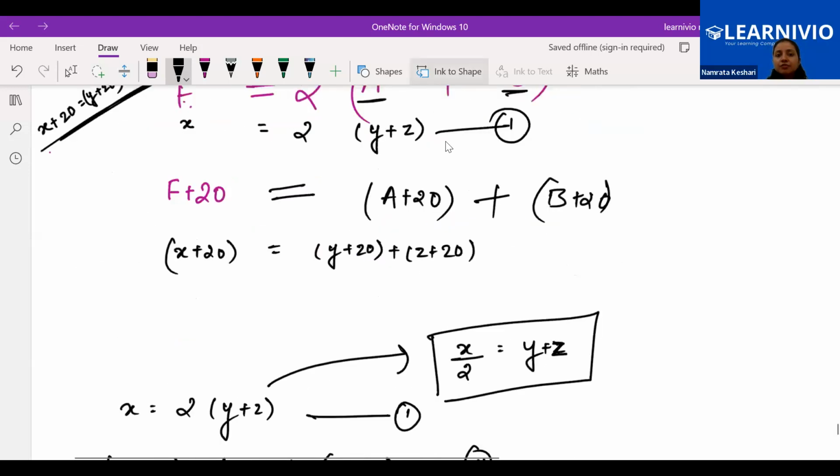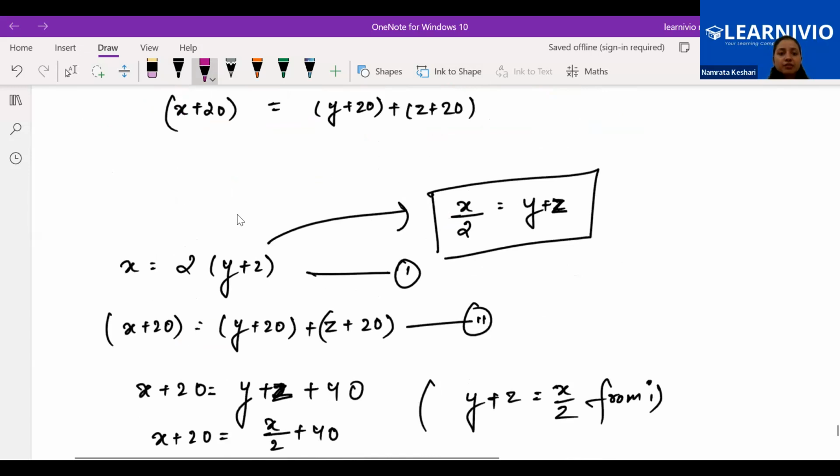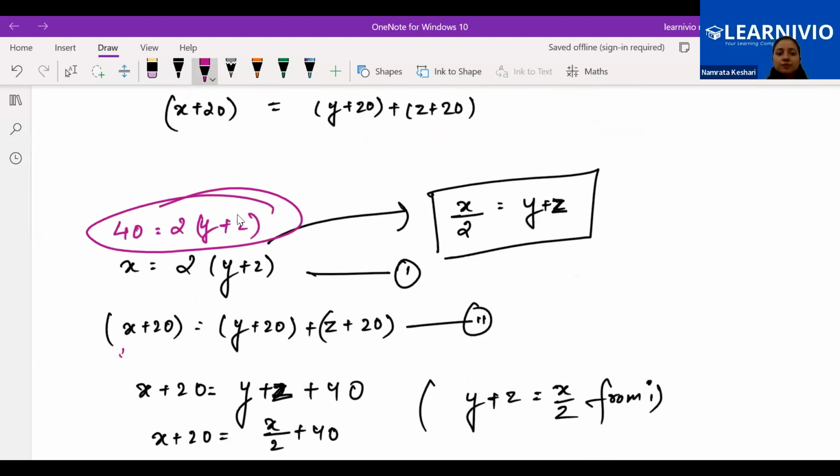Yes, Harshit. If we also have to find the sons' ages after this, then we will end up having this scenario: 40 is equal to 2 times y plus z, equation number 1. And equation number 2 is this one. Here also we will use the given condition and we will end up having two equations in y and z. From there we can find the value of y and the value of z. Okay, ma'am.